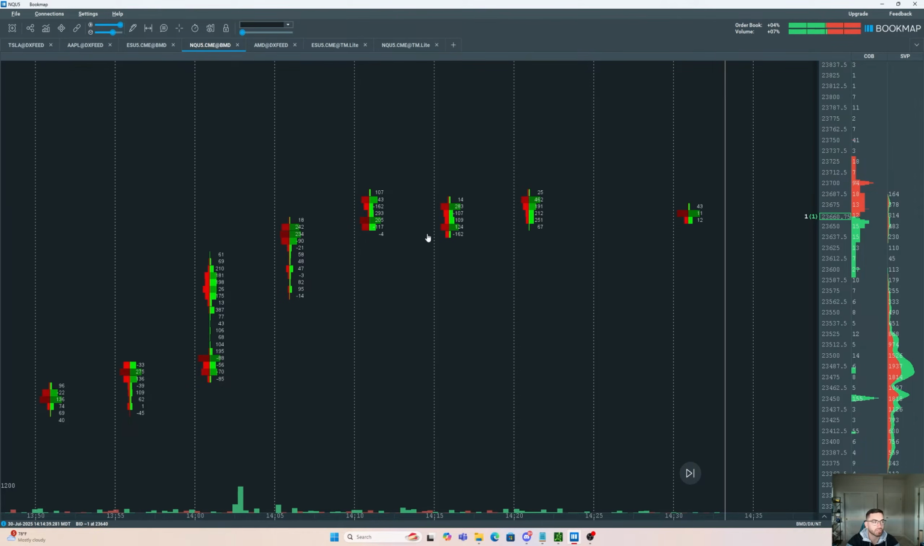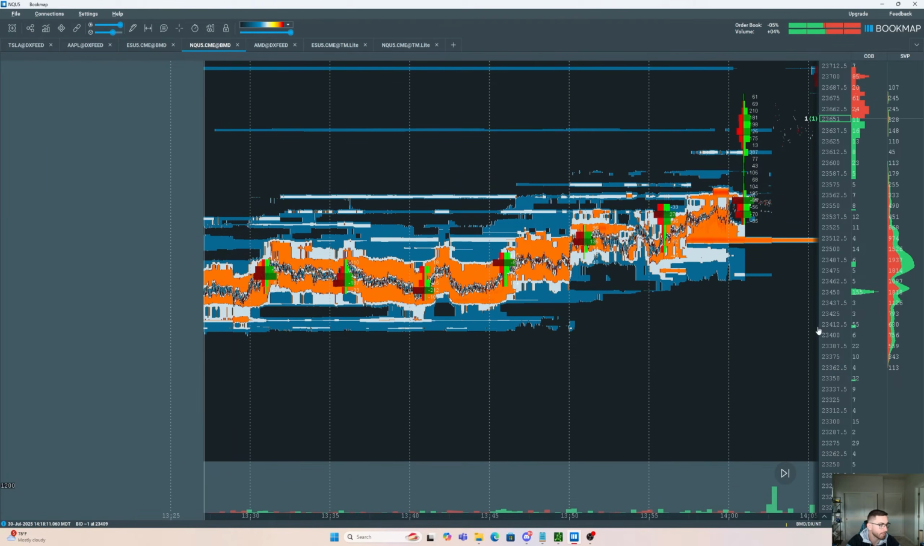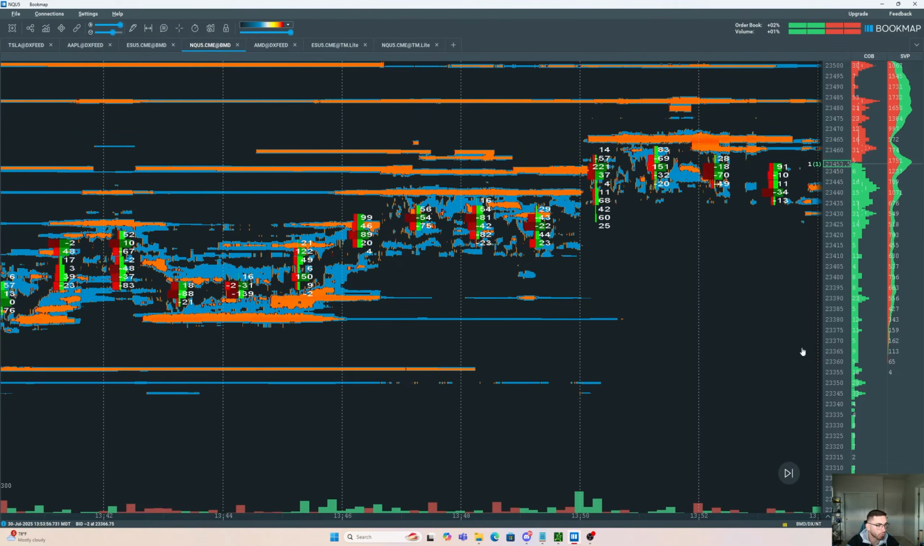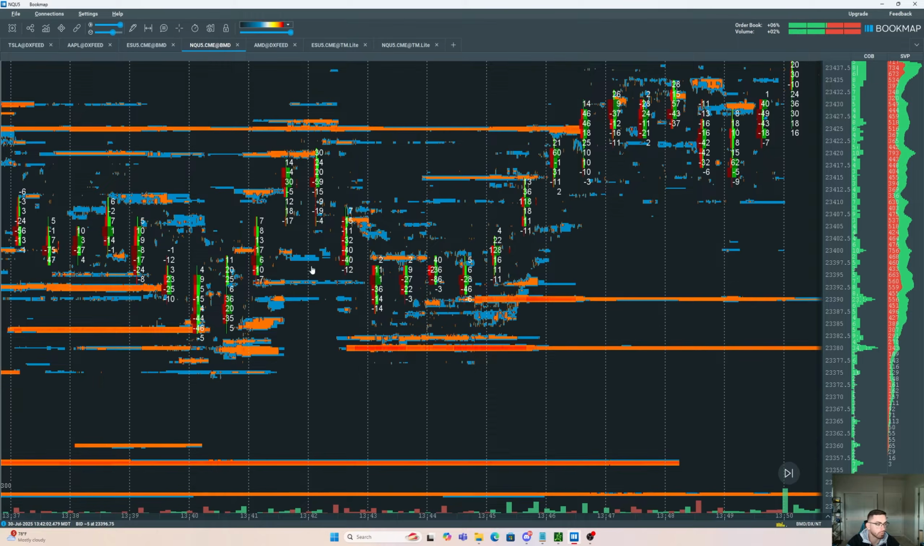So now how can we actually use this information to identify a high probability trade? From here, what we want to do is add our heat map and watch the footprint charts when we start trading to key levels. There's a couple different ways that you can use the footprint charts when we trade into key levels.